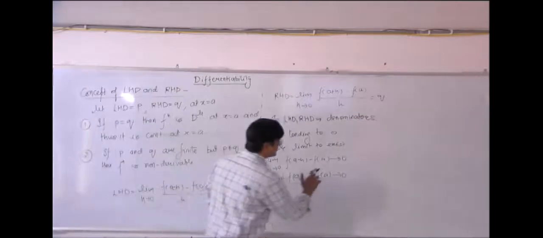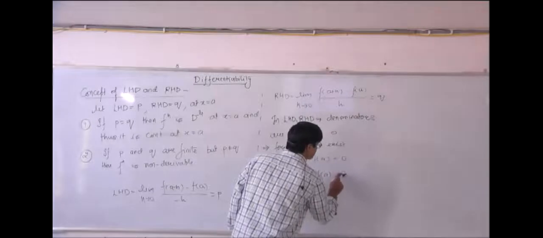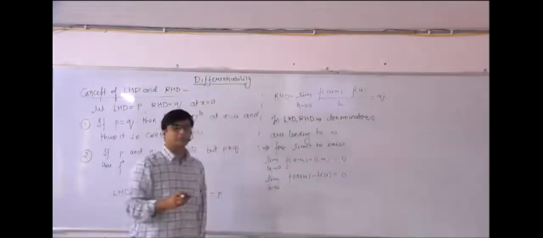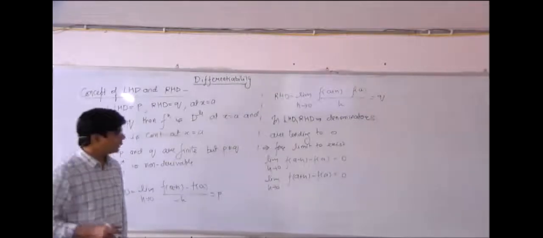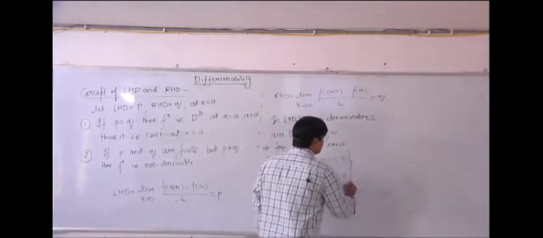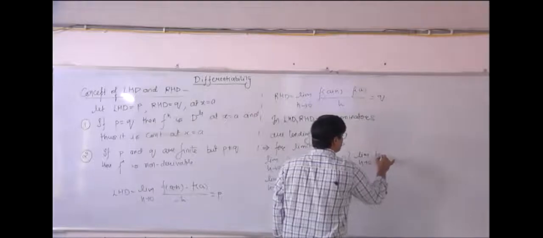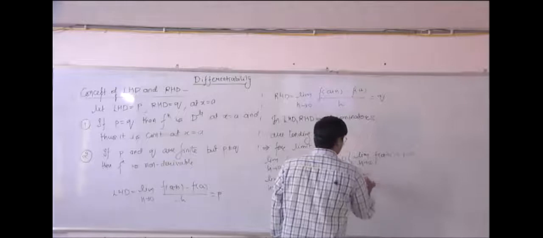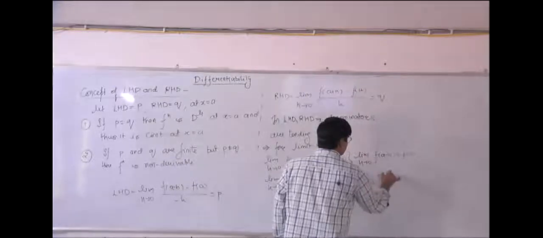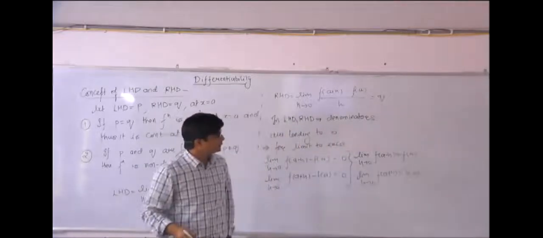Or I can directly say it is equal to 0. This limit must come out to be 0 or not. Do we agree here? That means can we directly say from there limit h tends to 0 f of a minus h equal to f of a, and limit h tends to 0 f of a plus h equal to f of a. That means what is this?